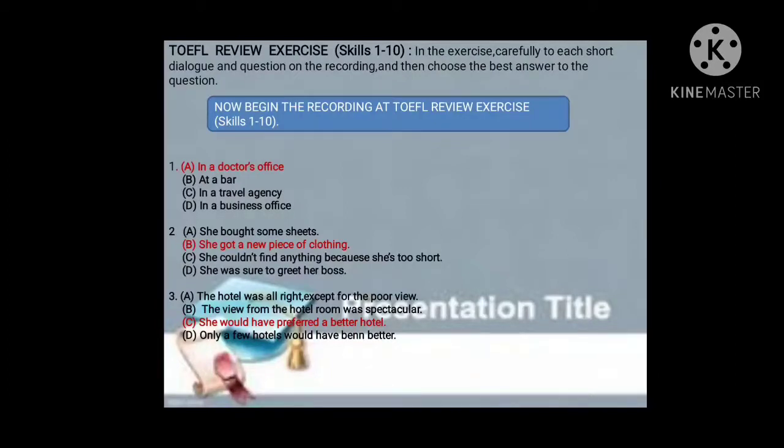Number 1. What should I do to get over this? You should drink plenty of fluids, take this medicine once every 8 hours, and return here to my office next week. Where does this conversation probably take place?